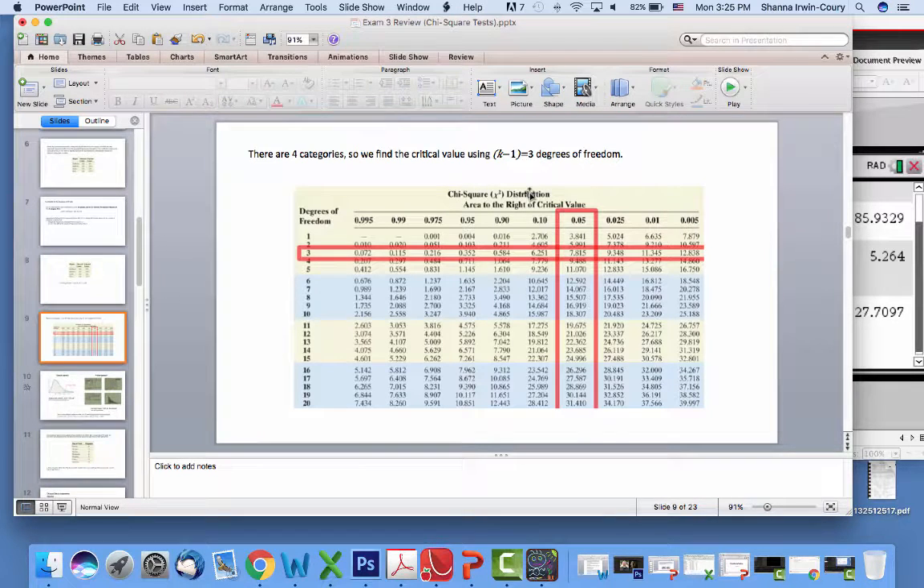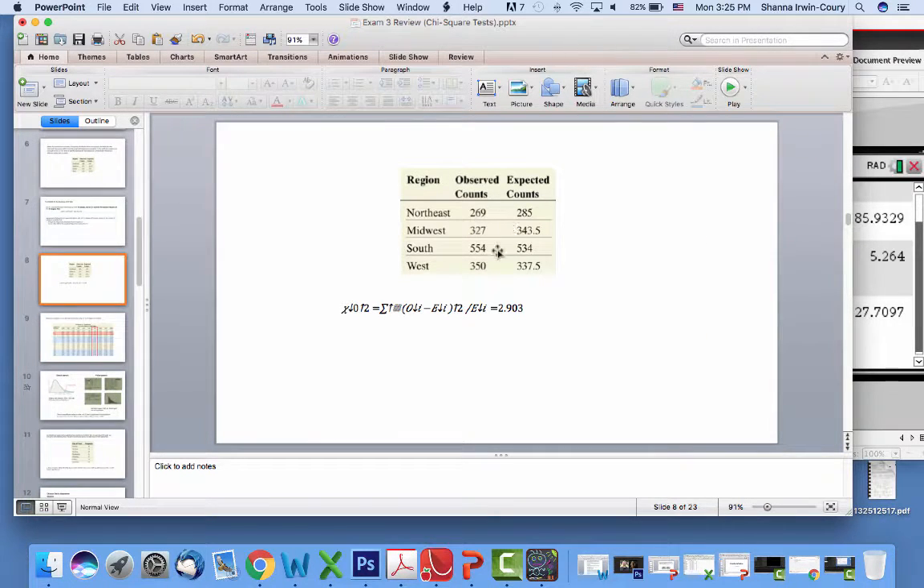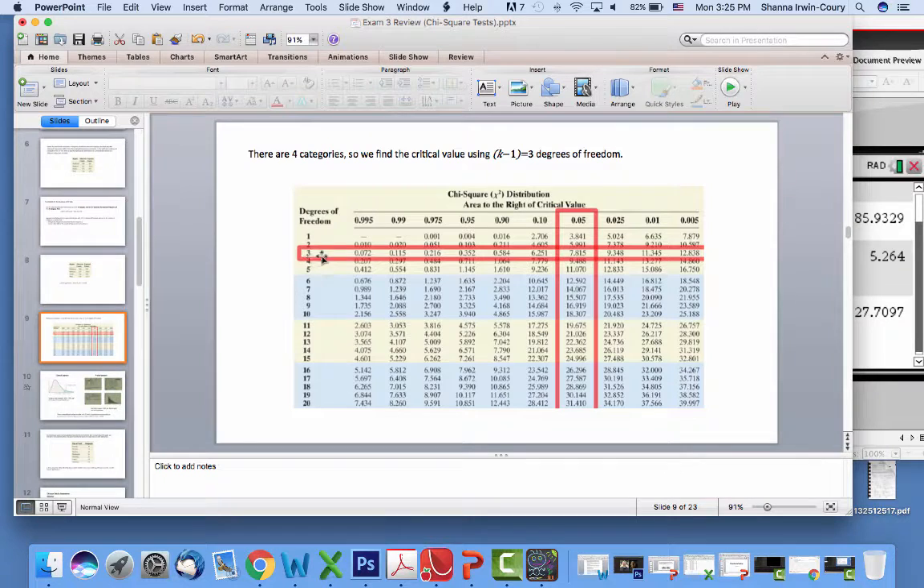So here's the chi-squared table. You have degrees of freedom here, and then you have the tails up there. So it's like a T table. But the way you find the degrees of freedom now, on a goodness of fit test, you don't take the number of households, you take the number of categories and subtract 1. So we have 1, 2, 3, 4 categories. We subtract 1, and then our degrees of freedom are 3.